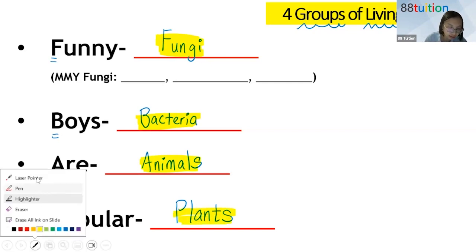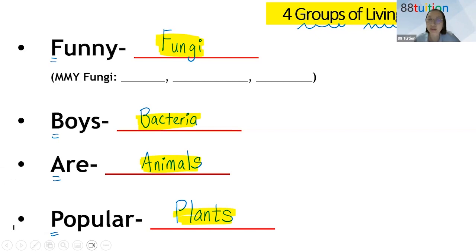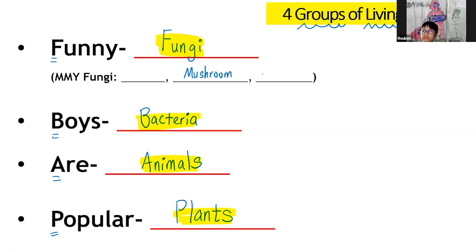All right, so then we move on to fungi. Now for fungi, there are 3 types of fungi. Can everybody either unmute and use a microphone, or use the chat? But I would prefer y'all to use a microphone so that I can go faster. Can you name me the 3 types of fungi? Mushroom, mold, and yeast. Good.